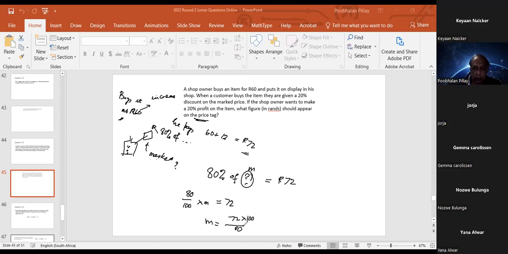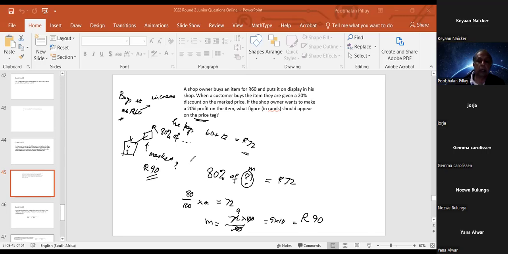And if you work this thing out, you don't have to multiply. The tens go into this, 8 goes into this 9 times. So it's 9 times 10. That gives you 90. It's 90 rands. So the market price is 90 rands.